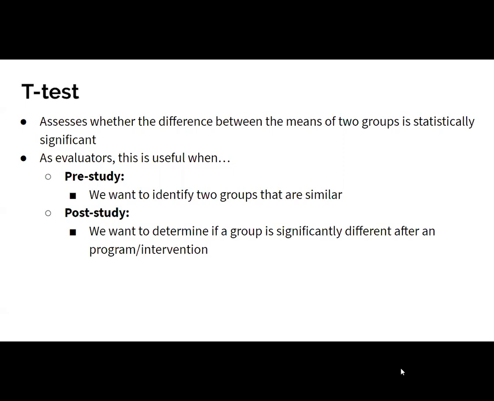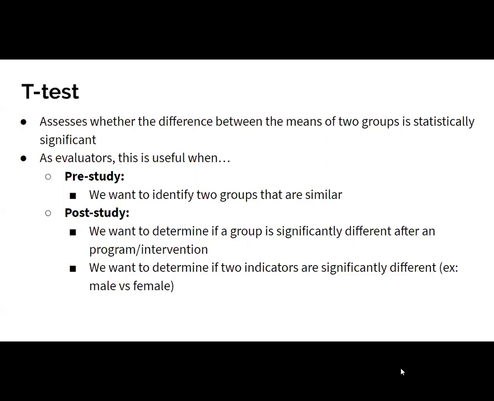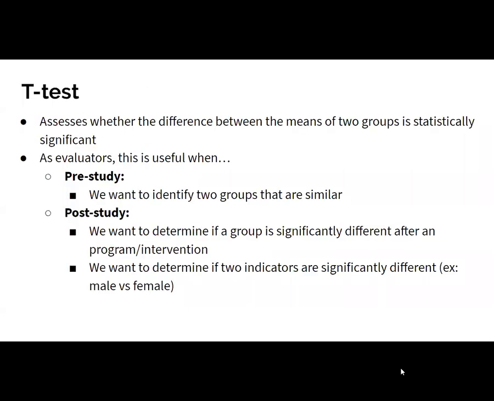So you might run a t-test before to look at them, and then afterwards to compare them and see if there's a difference. Another time might be if we want to determine if 2 indicators are significantly different. So within a data set, if the men have a different outcome than the women. It's another way of just comparing among 2 groups. So first of all, does that make sense? Kind of on board with me?